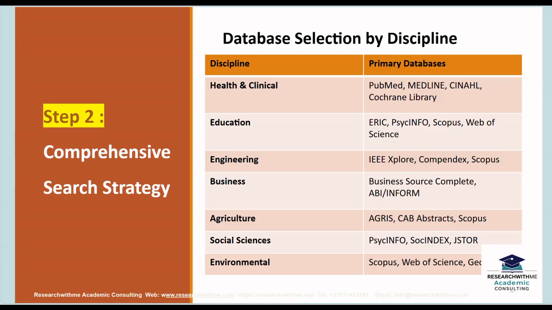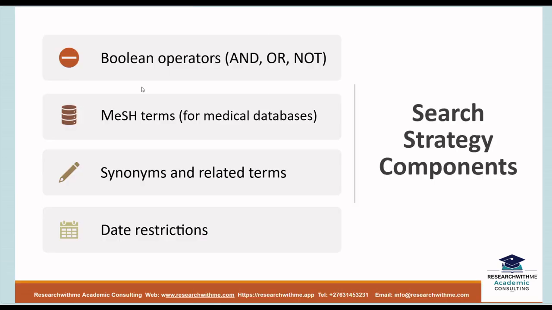So in education, you can see you have ERIC, PsycINFO, Scopus, Web of Science. In engineering, IEEE Xplore, Compendex, Scopus, and all that. Business, you see the way it applies. So it is important for us to have this at the back of our mind, that when you want to do a systematic literature review, the source from which you are drawing your data is very, very important. So let's take note of that. That's number 1.